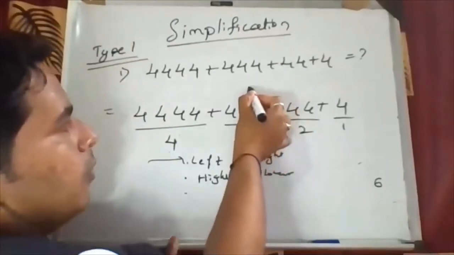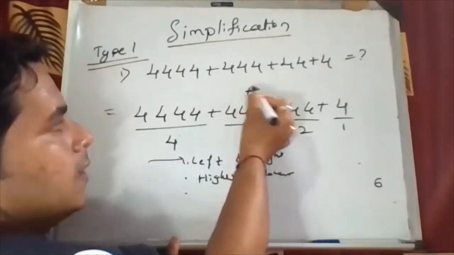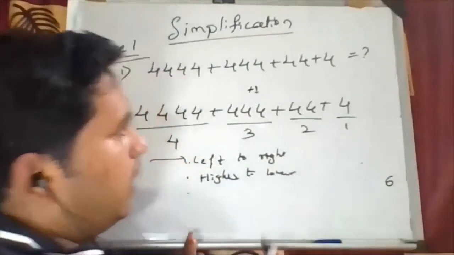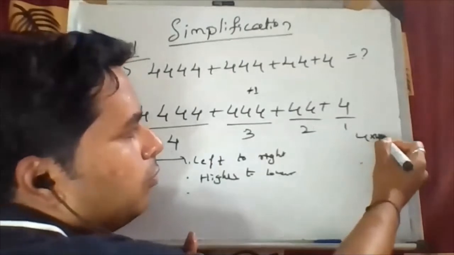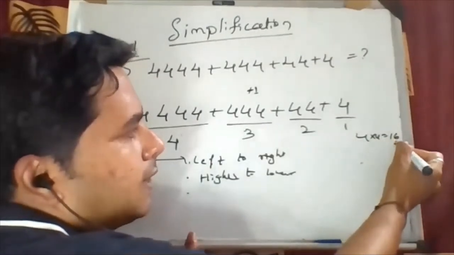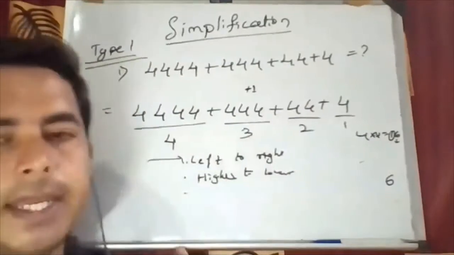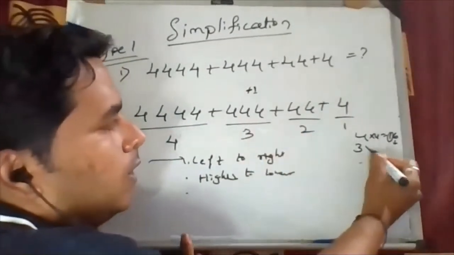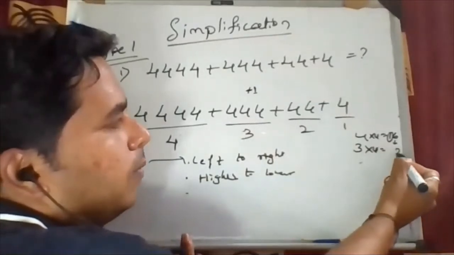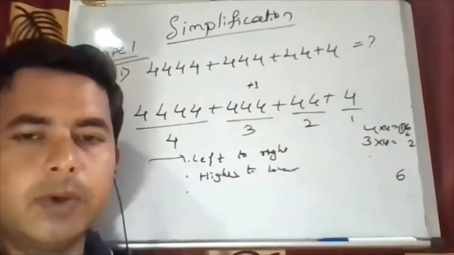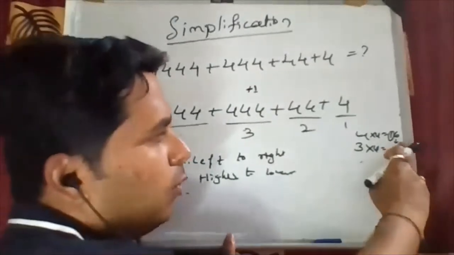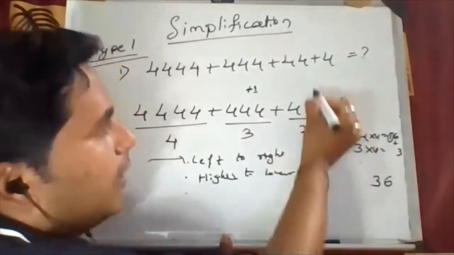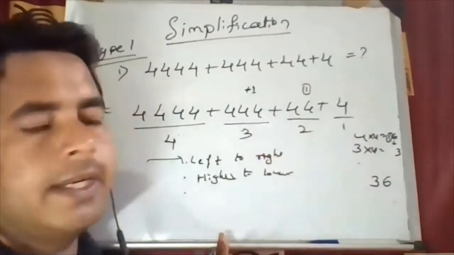Write 6 here, and consider that carry for the next step. First you get 4 into 4, 16, take 6 and take 1 to the next group. Then again 3 into 4 you have to do. 3 into 4 is 12. 12 plus that carry, how much will you get? 13. So write 3 here and carry the 1 to the next side.